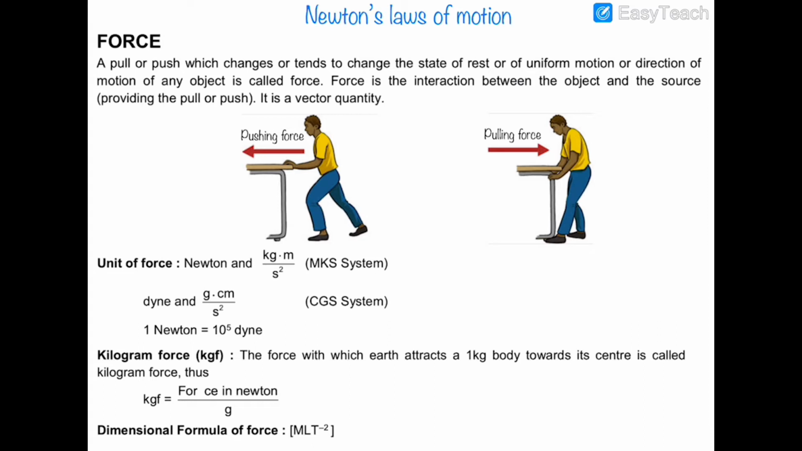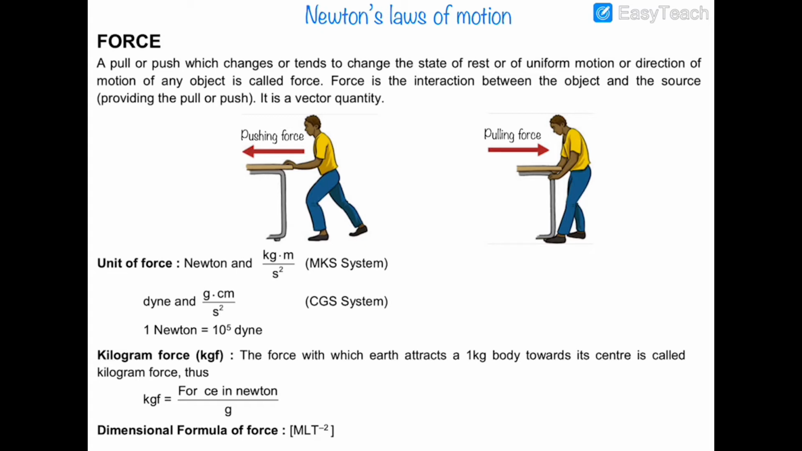To calculate 1 kg force, you can calculate the force which Earth is applying on 1 kilogram of mass, and you can divide that force by the acceleration due to gravity at that place. By doing this, you will get the value of 1 kgf. And as we all know, the dimensions of force are M^1 L^1 T^-2.